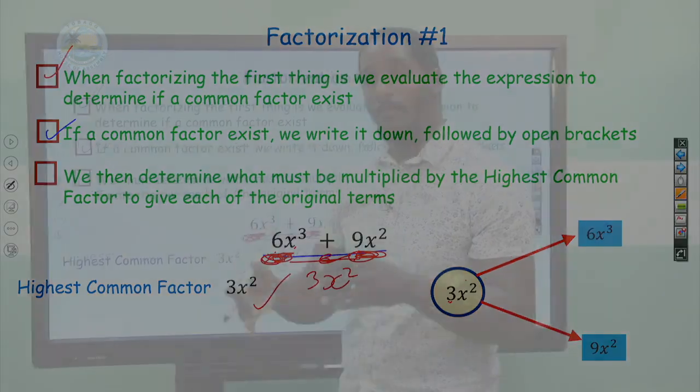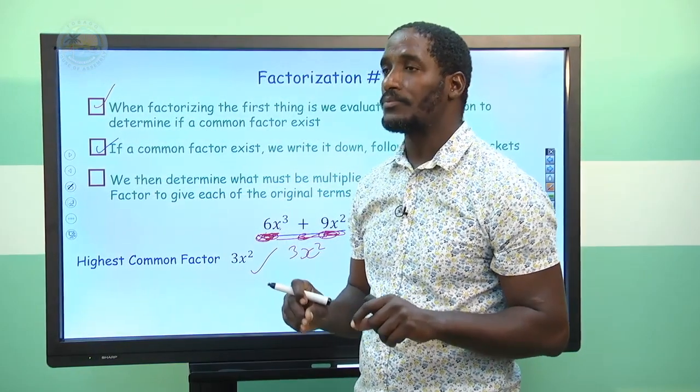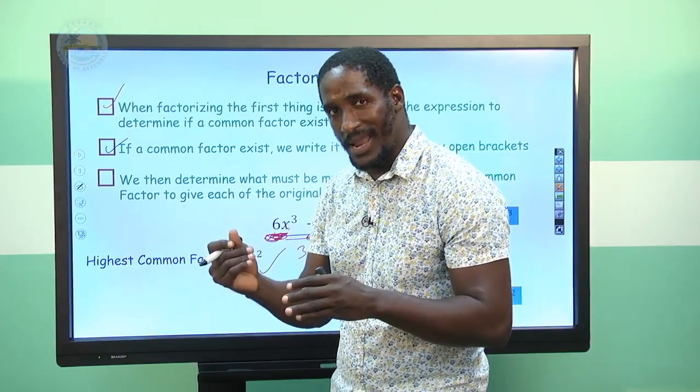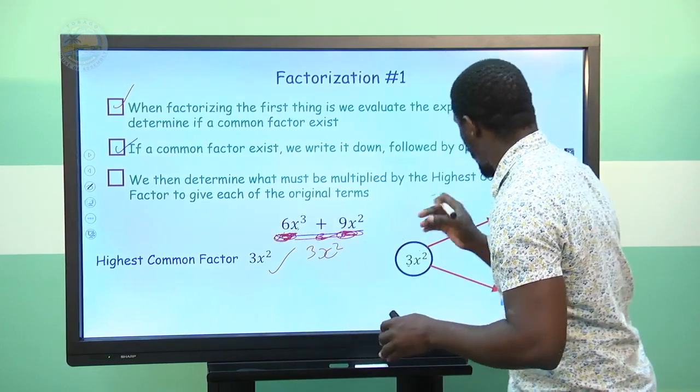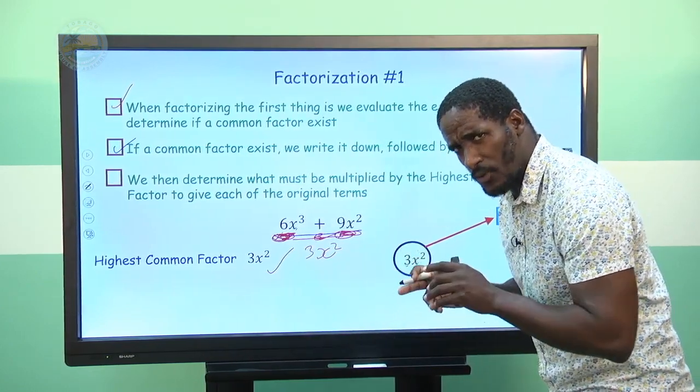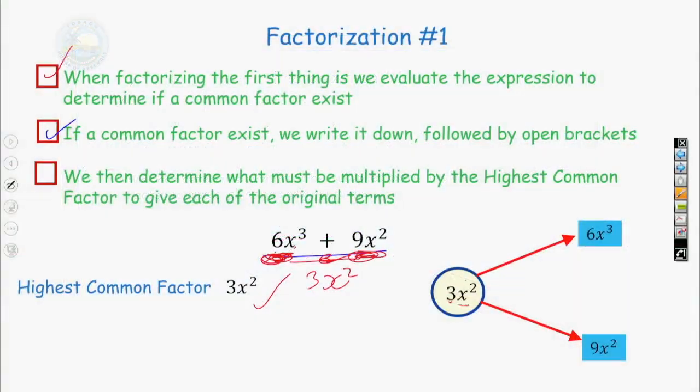Remember when we were doing multiplication, what we said? We said that when we are multiplying, we need to add the exponents. Now here, what do we have with the exponents? We have an exponent for x, we have an exponent for x.